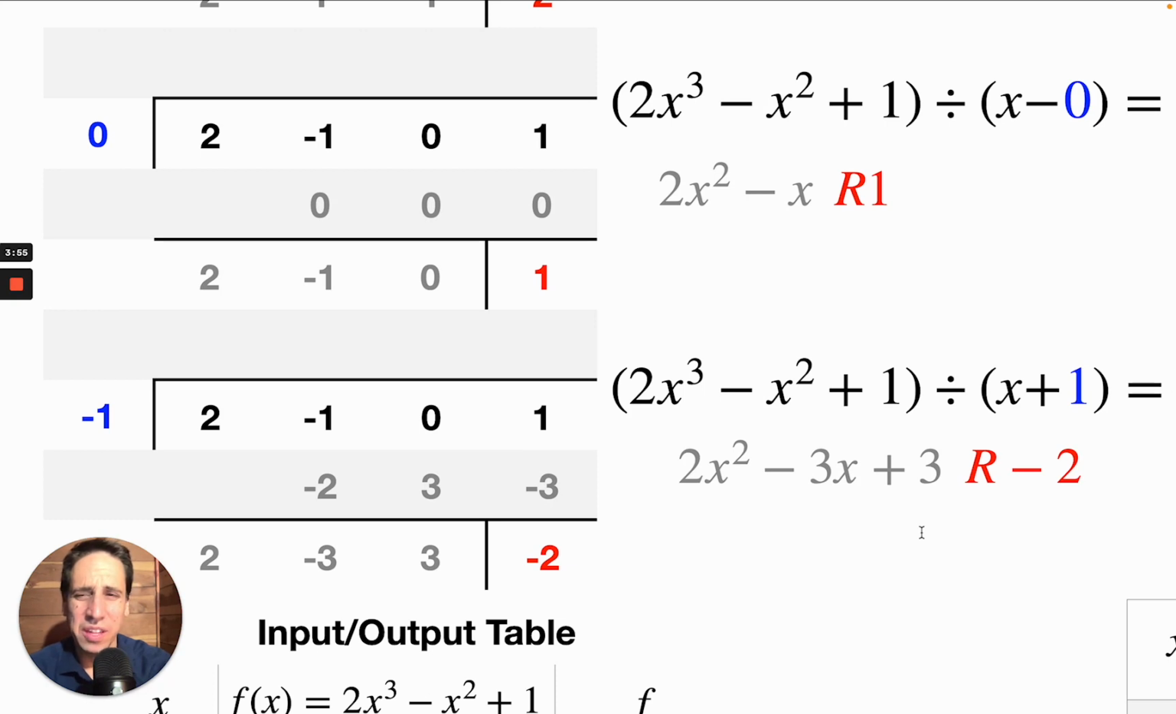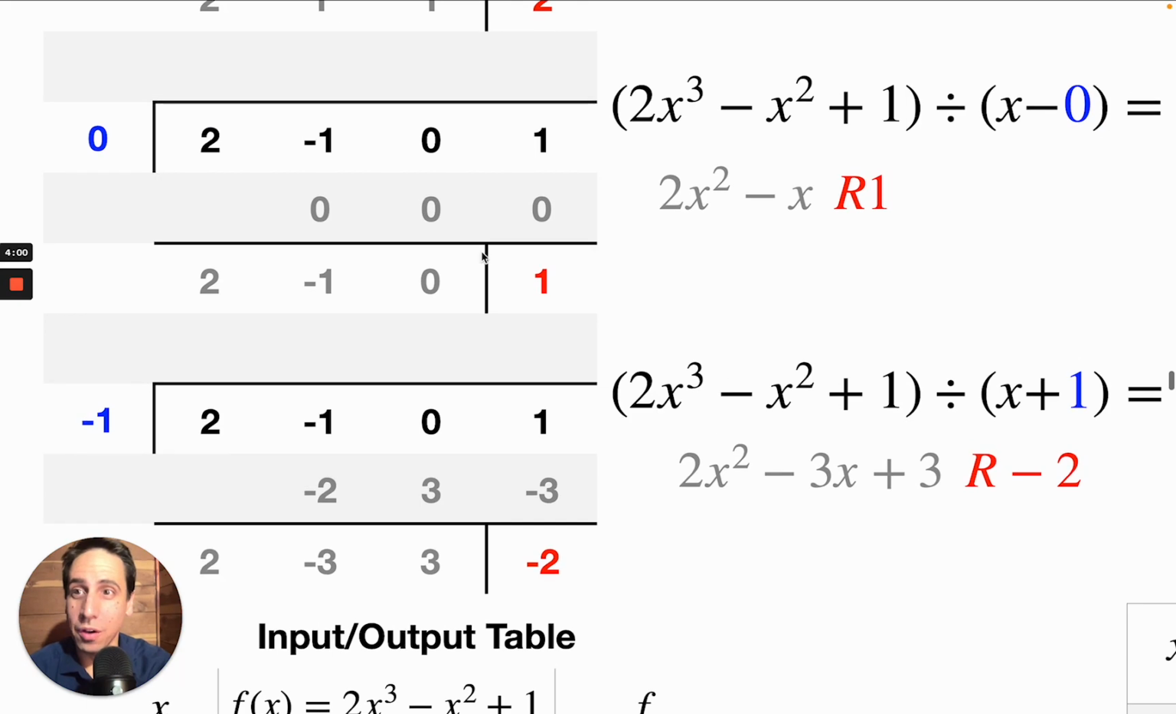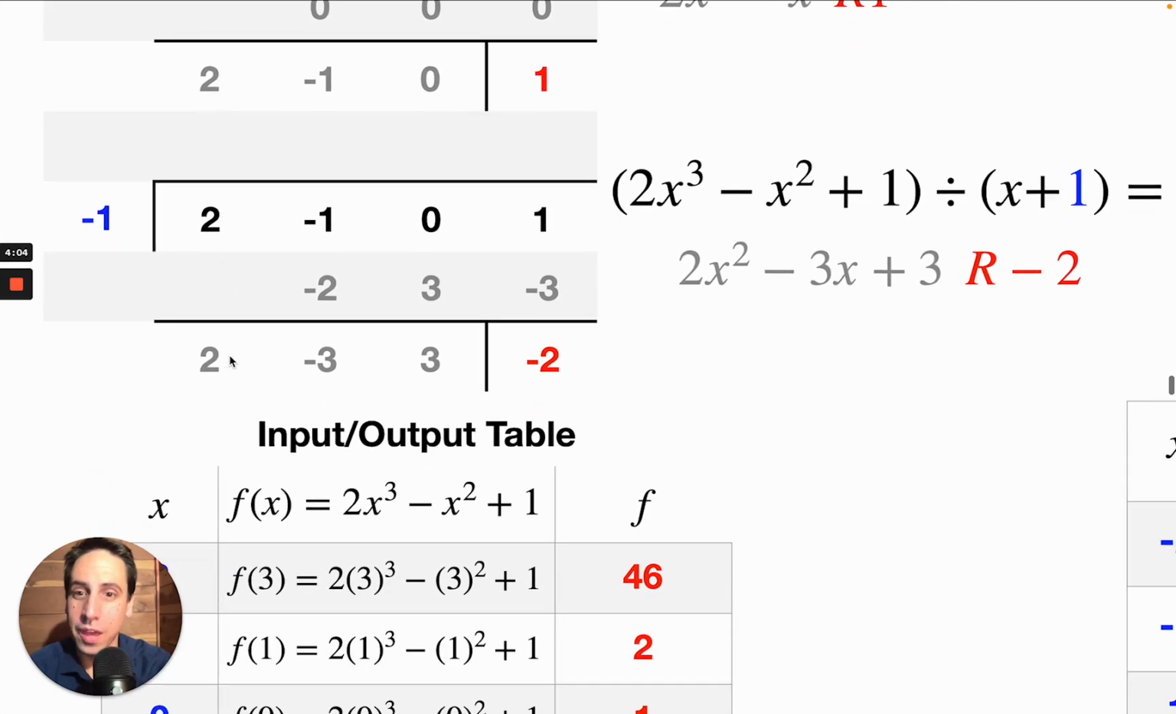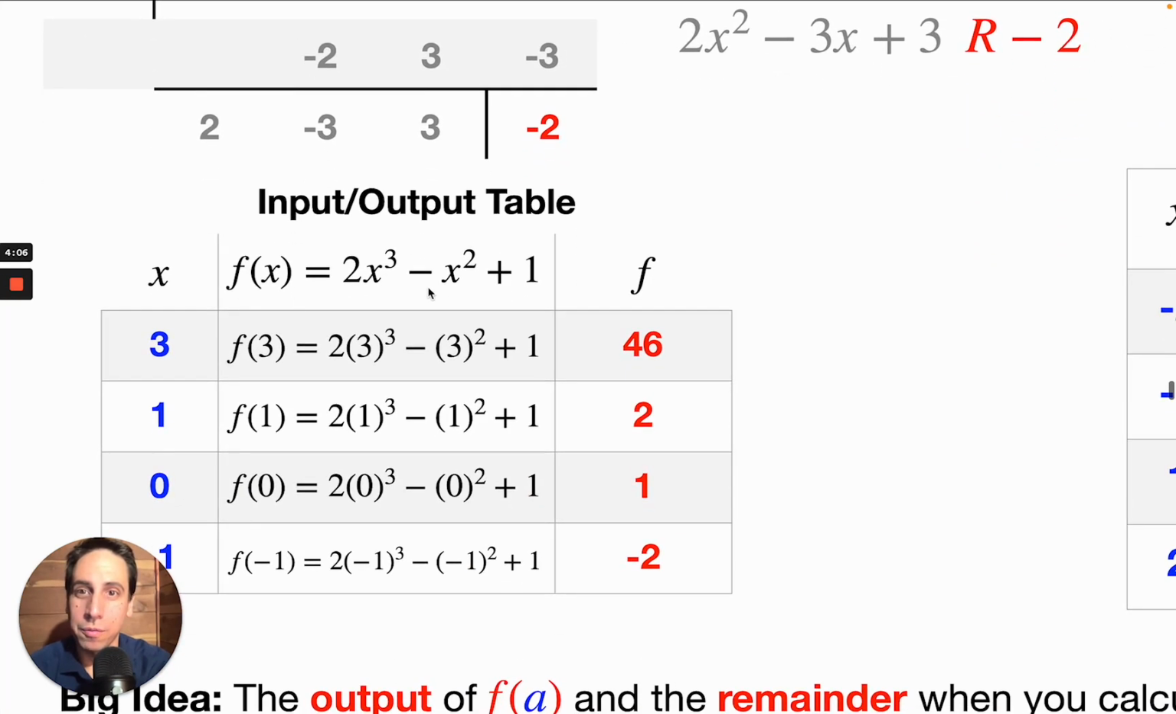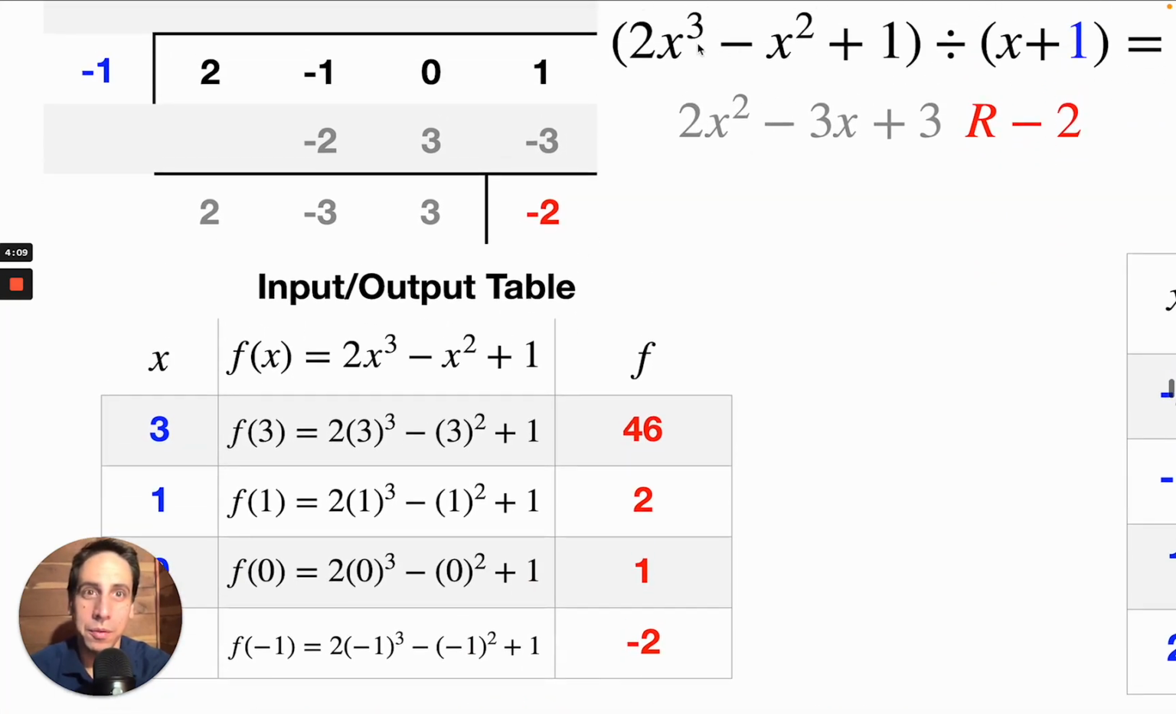All right, a completely and totally unrelated idea, out of left field. Let's also do an input-output table. We're going to take all these blue divisor numbers over here on the left, and put them into the actual function. You remember, 2x cubed minus x squared plus 1. That's the same polynomial we had here.